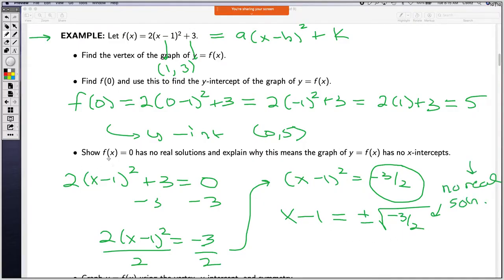And that means that there's no place where this function is 0. So the f of x is never 0. And that means that the y is never 0, so that there's no x-intercepts. So when we graph this parabola, we don't expect it to ever cross the x-axis. It's either always going to be above or always going to be below. Any questions on that analysis there?